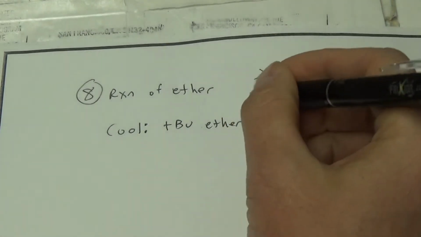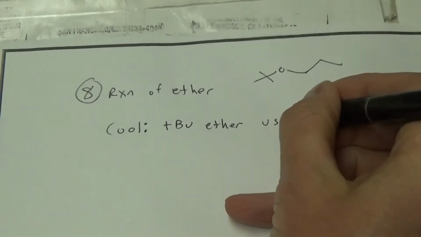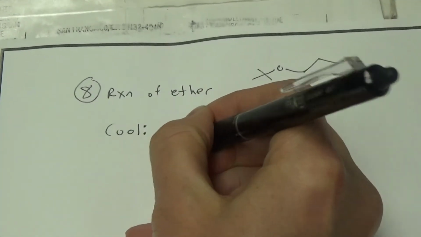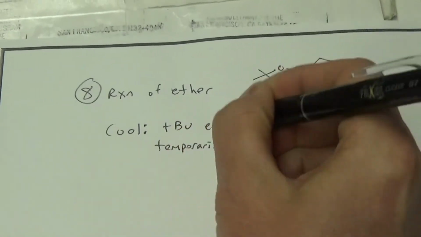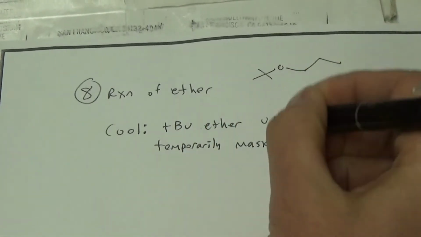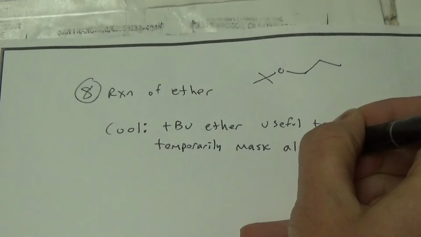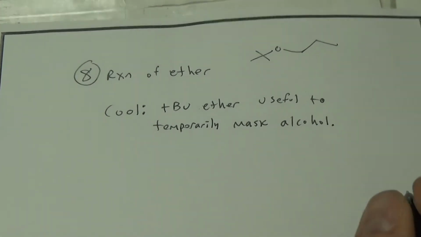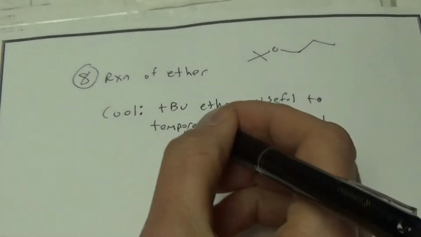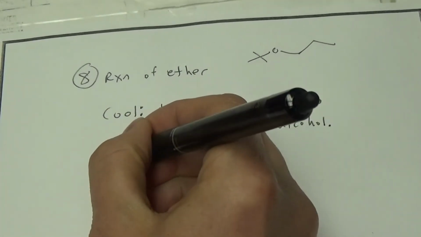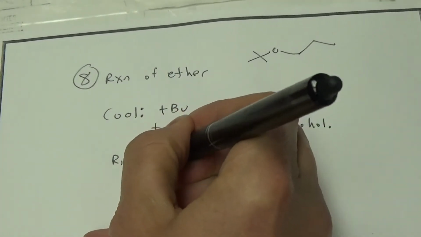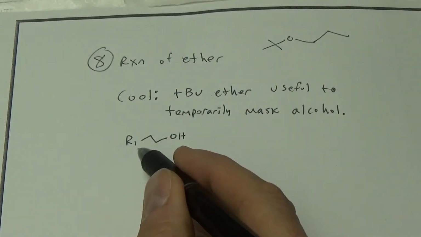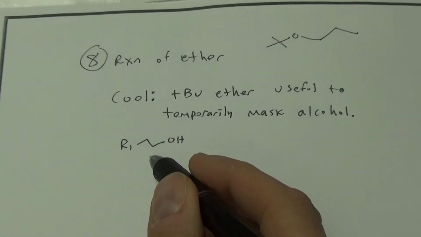Is useful to temporarily mask an alcohol. We'll see what I mean by that and why that's cool in a second. The idea is, what if I have a molecule that looks like this? I have R1OH. I have an alcohol, but R1 is something else in the molecule, and I want to do something to that R1. I want to change it.